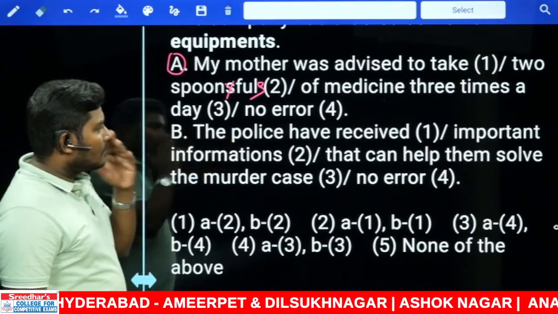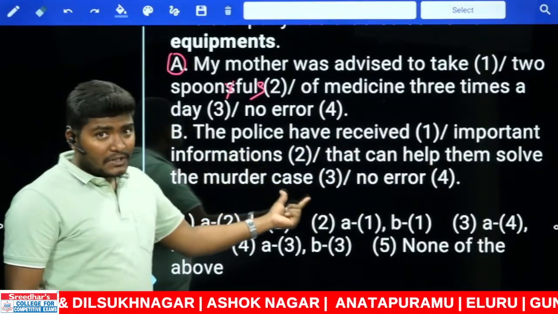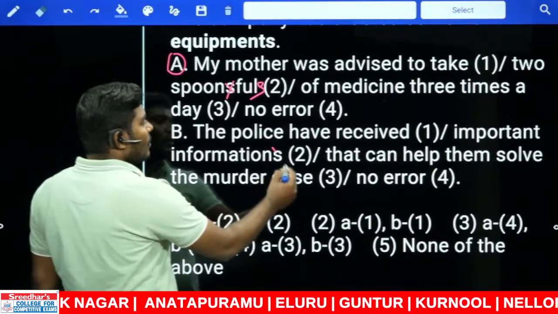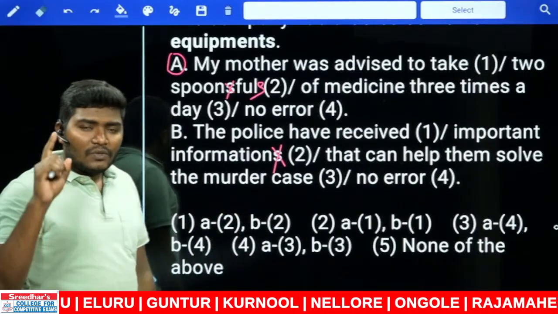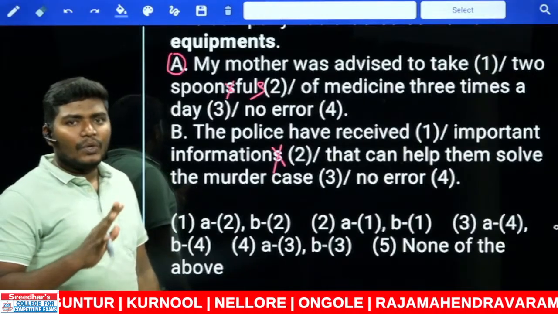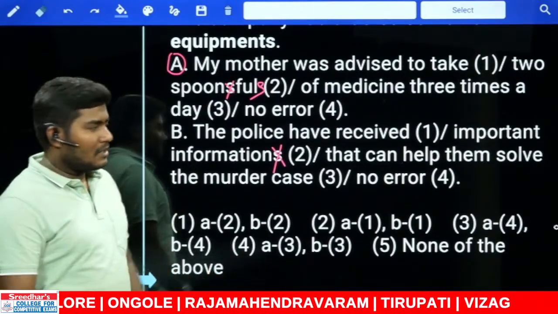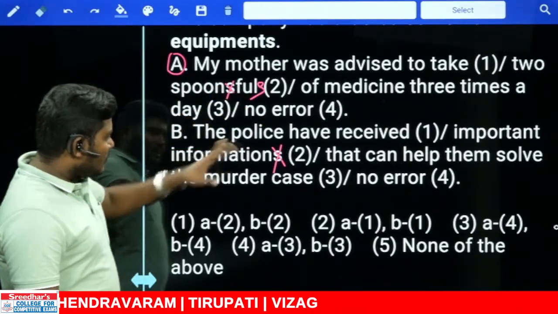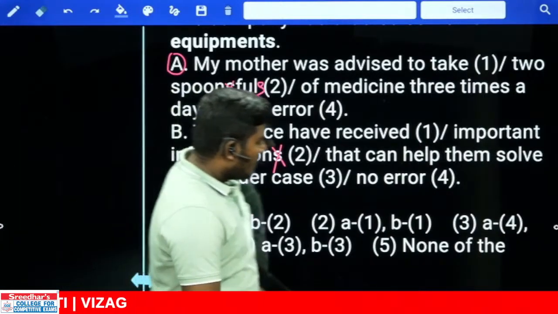Let us check the other one. The police have received important informations. Have you got the answer already? It's not important informations. That should be only important information. The word should always be used only in the singular. There is no plural form for the word information. It should always be information. There is no informations. So A should be used with 2, and B also should be used with 2. A2, B2, which is the option? First one. That is it.